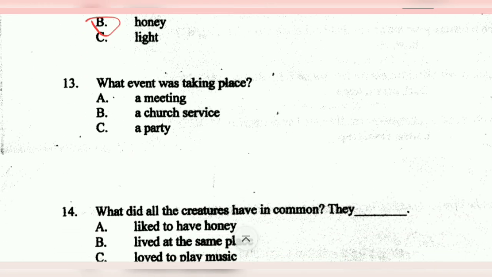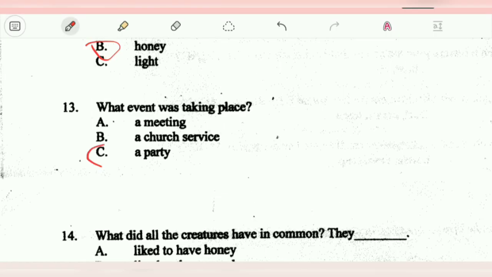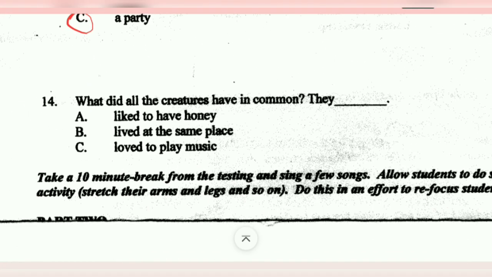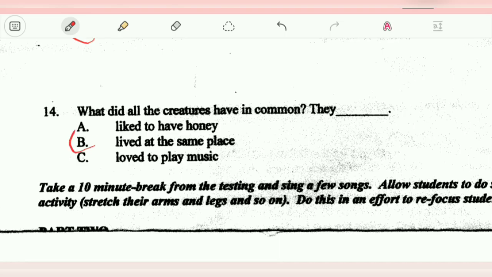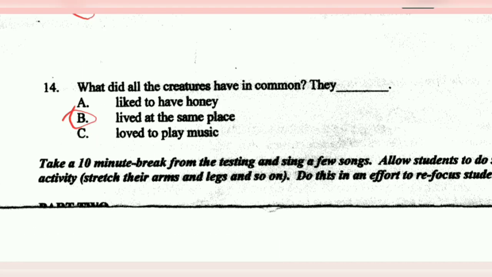What event was taking place? A says it's a meeting, B says it's a church service, and C says it's a party. It's more like a party that was happening, alright? 14. What did all the creatures have in common? A says they liked to have honey. B says they lived at the same place, and C says they loved to play music. They lived at the same place. They were all in the tree. It says all the creatures of the sea, the tree, so they lived in the same place.